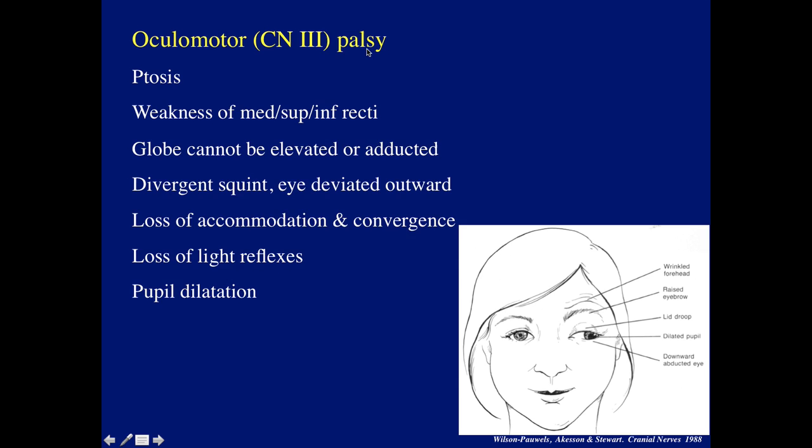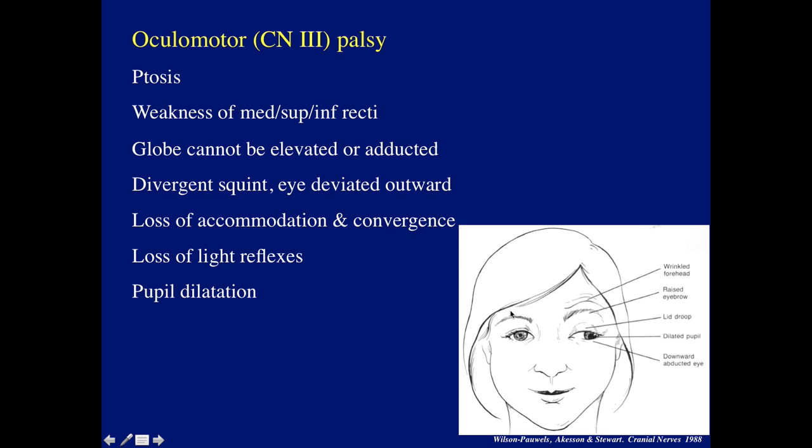Oculomotor nerve palsy results in ptosis, weakness of the medial, superior, and inferior recti. The globe cannot be elevated or adducted. There's divergent squint. Eyes deviate outward. There's also loss of accommodation and convergence, and loss of light reflex and pupil dilatation.